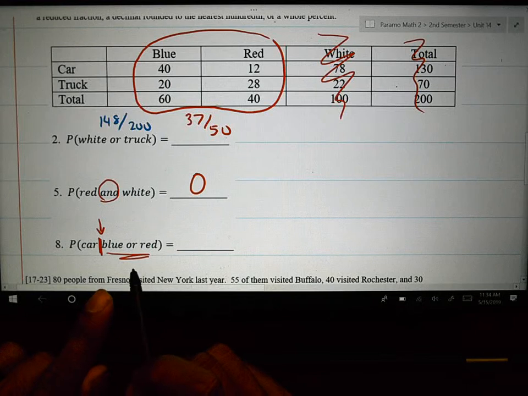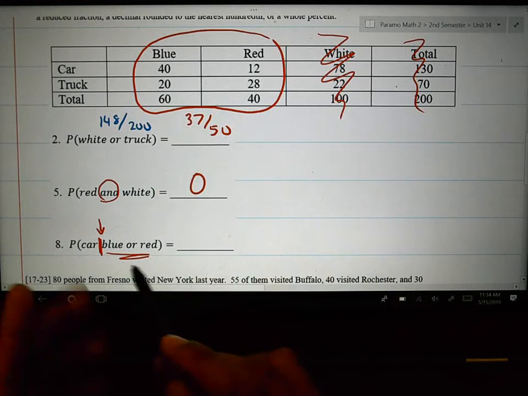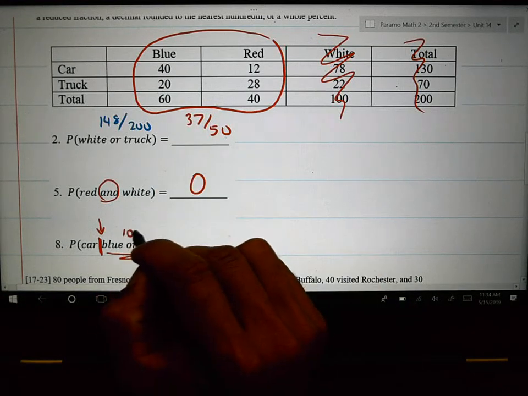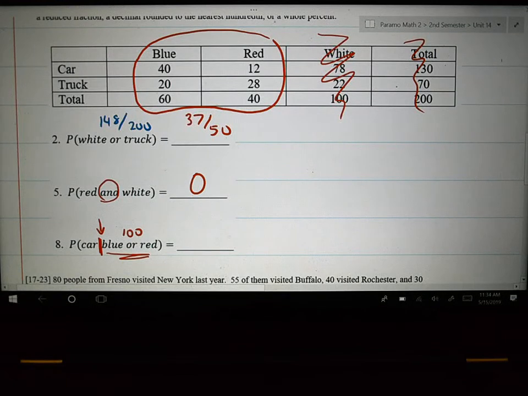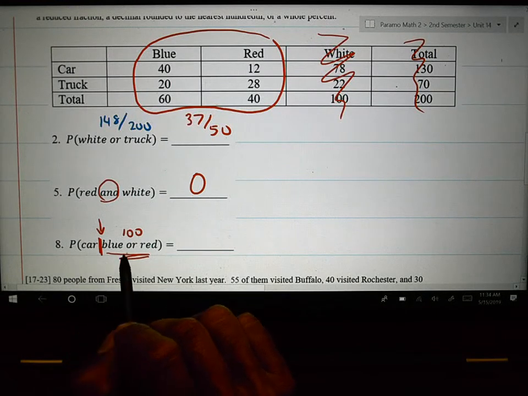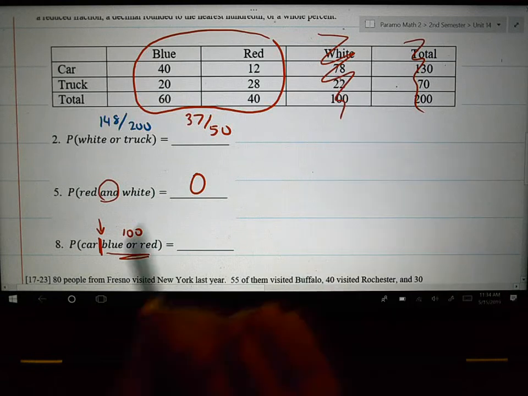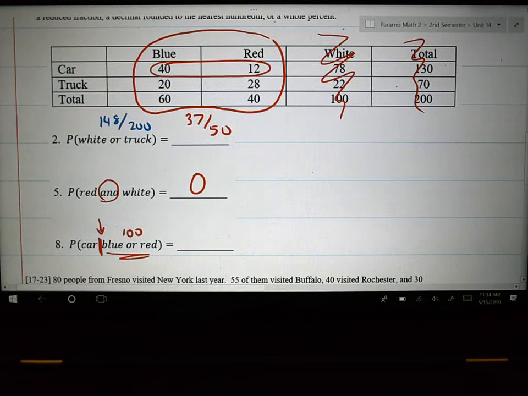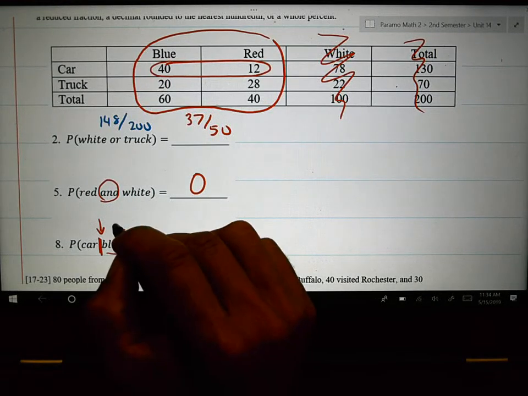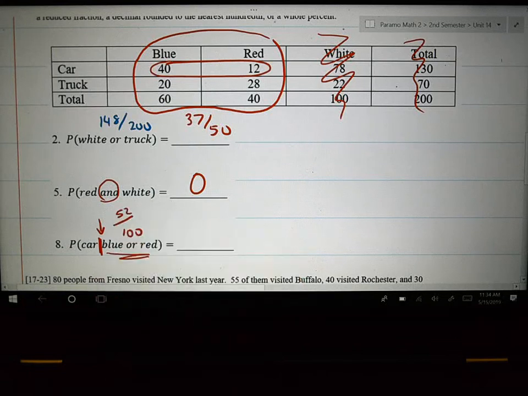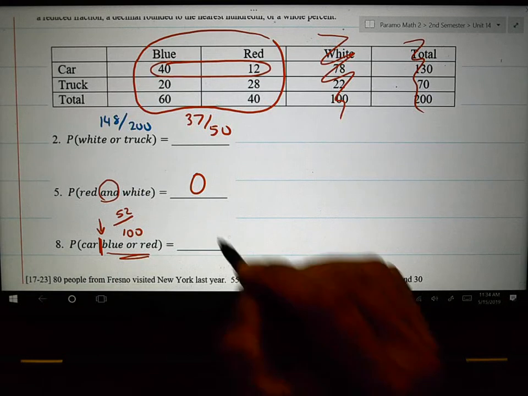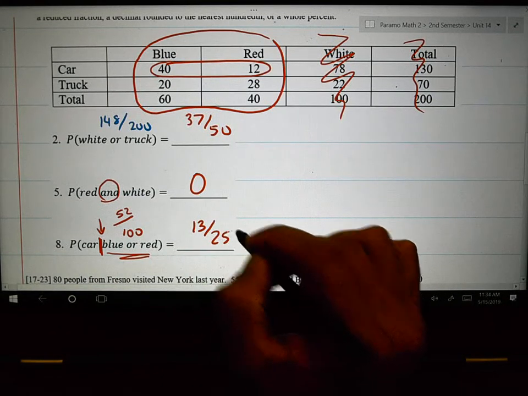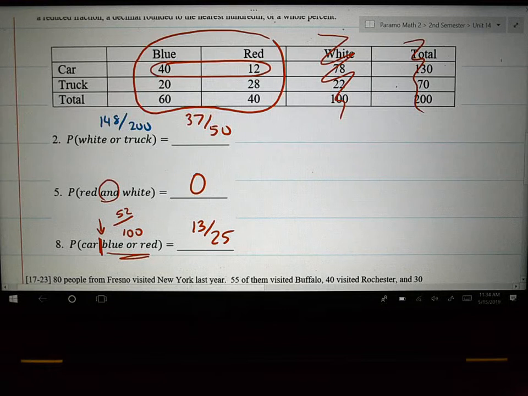Your new denominator are the blue and red vehicles, which is how many? 100 of them. Well, how many are a car that are blue or red? Notice we're not counting anything over here. How many are a car? Well, I have this many cars that are blue or red. 52 out of 100. Let me reduce that. I usually will write my fraction off to the side, and then I put my final answer on the line in lowest terms.